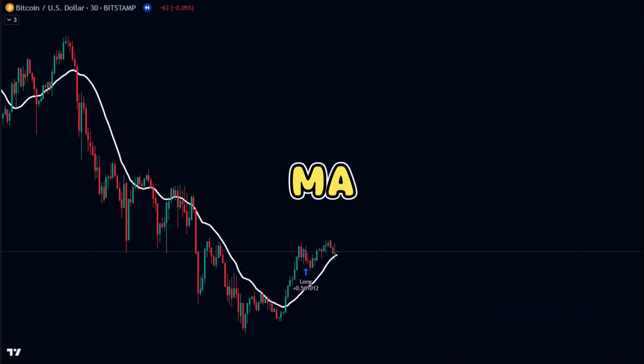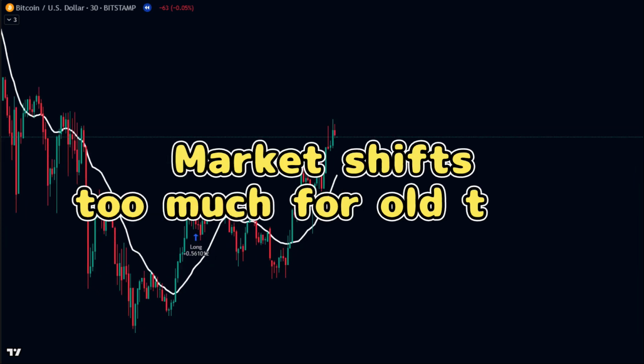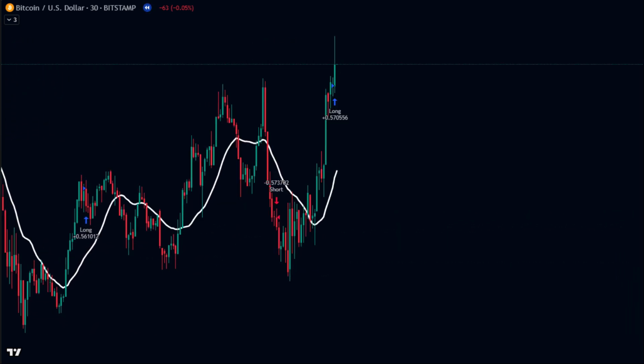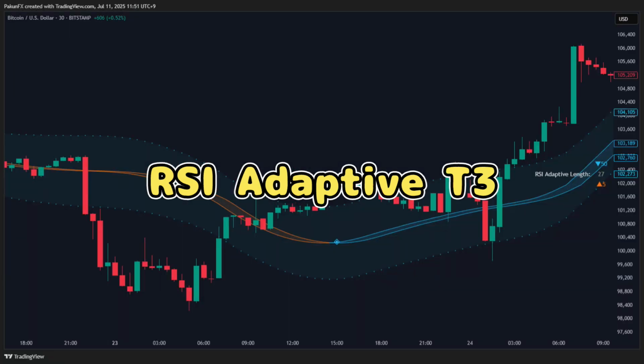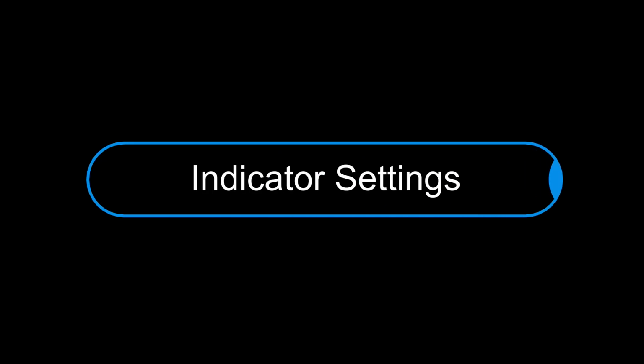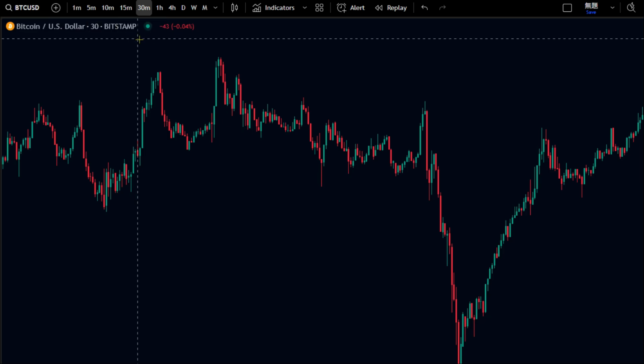Traditional indicators like moving averages or RSI tend to lag in trending markets and give false signals in ranging ones. To solve these problems, a new strategy has emerged, the RSI Adaptive T3. As the name suggests, its key feature is adaptability to market conditions. Indicator settings. The charting platform used is TradingView, the currency pair BTC-US, timeframe 30-minute chart.